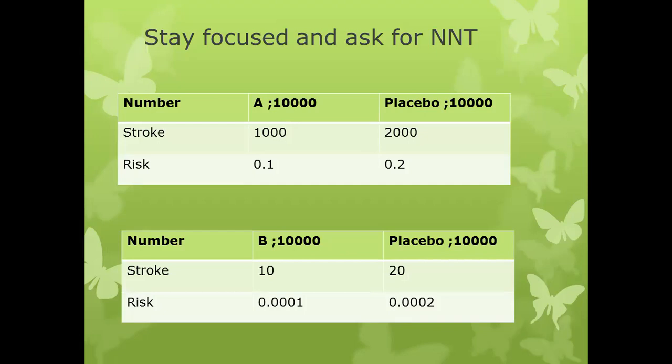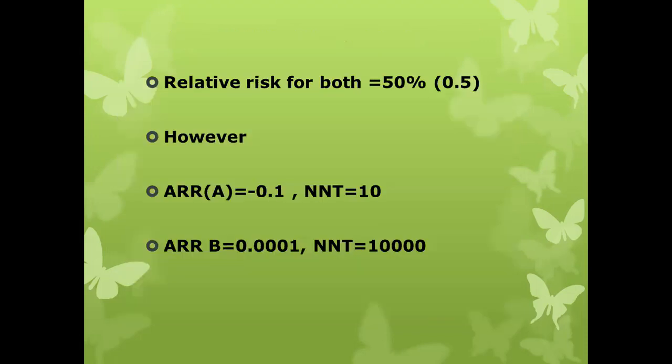Check this example. I have an event, or say the stroke, in drug A and drug B. Drug A has 1,000 of 10,000 strokes, and the placebo has 2,000. So the risk here is 0.1 and there is 0.2. However, drug B has 10 out of 10,000 strokes. So if you calculate the relative risk for both, it's very misleading. It's 50%. It's the same in both. However, if you calculate the absolute risk, just check. The number needed to treat is 10 in drug A, and for drug B, it's 10,000. So it's obvious which one you are going to prescribe.